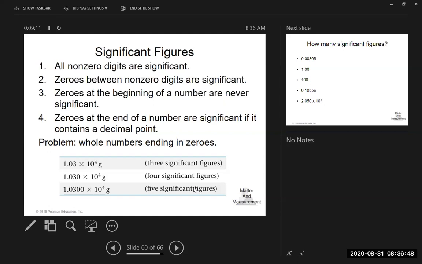If I say my measurement was very precise, that means that I did multiple measurements and I got pretty close to the same answer every time. It doesn't necessarily mean that it was accurate. Accuracy is how close I am to what is the true or known value.